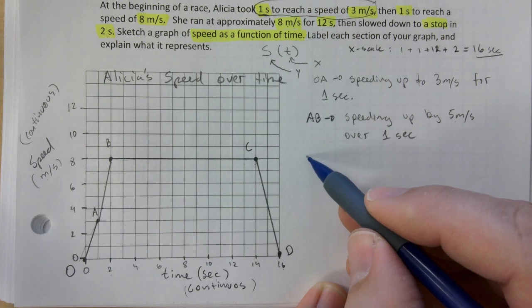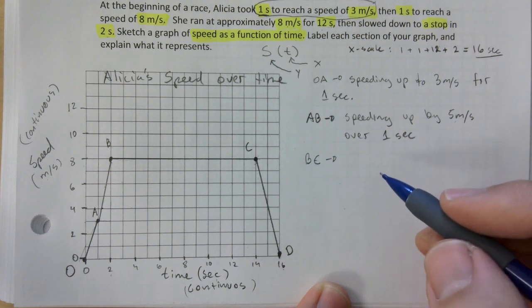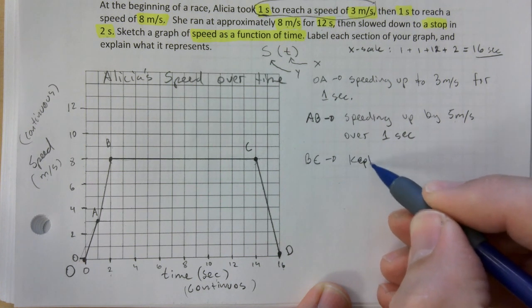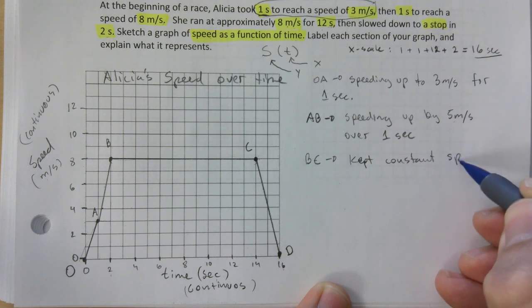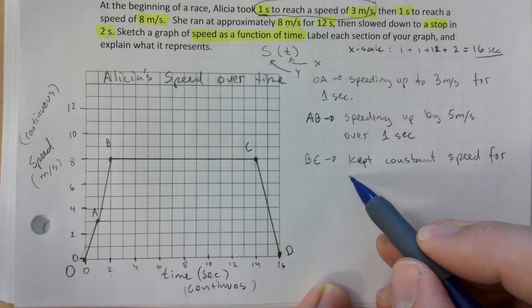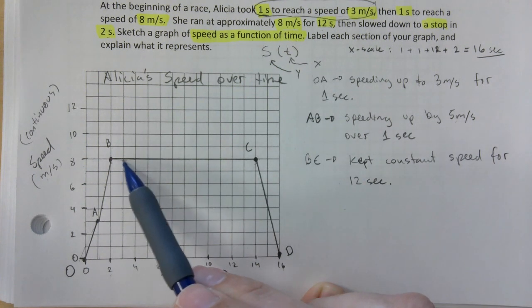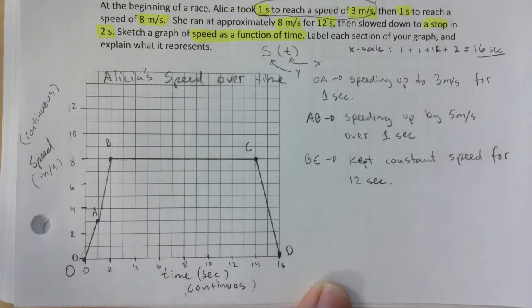And then we're going to go from B to C, kept constant speed for 12 seconds, right? There was no speed increase here, so nothing changed, right? So you kept your constant speed. You can also say the speed did not change for 12 seconds, okay?